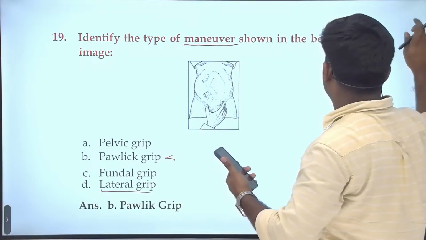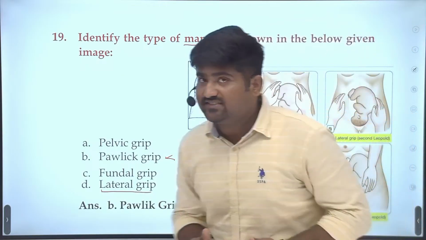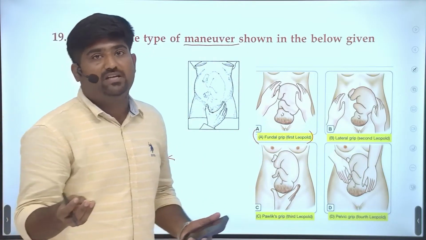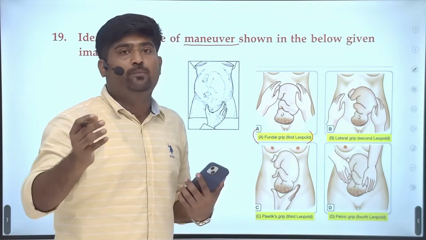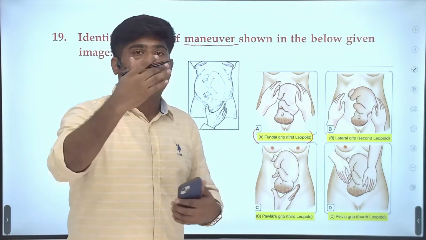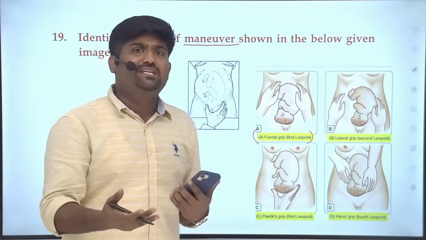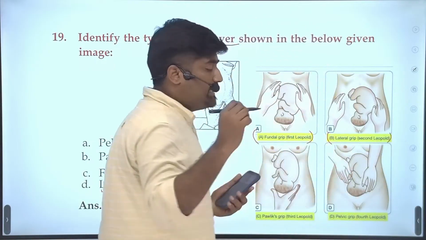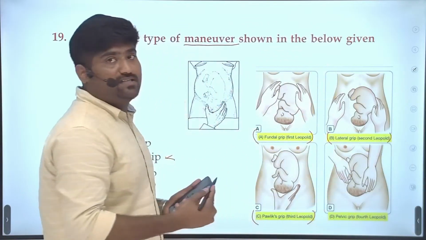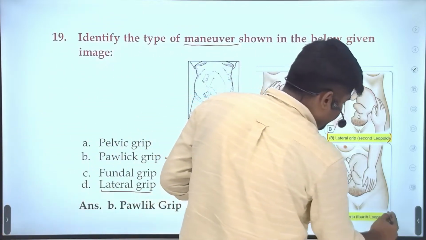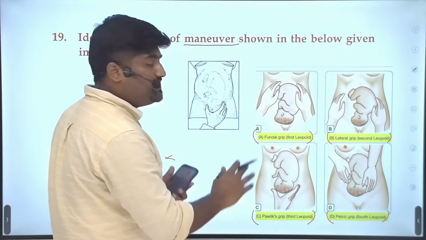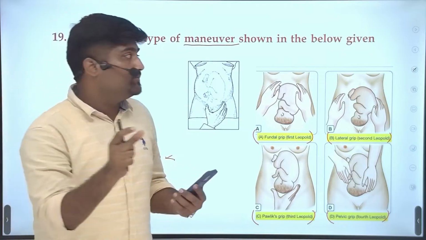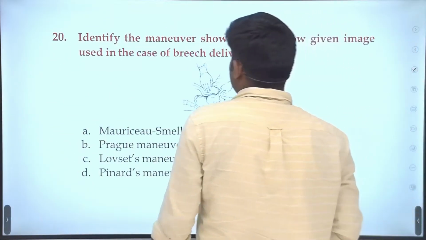Yes, it is third one. This is the fundal grip. First Leopold is fundal grip. Every year it is repeating, either in prelims or mains or any other platform, apart from this ESIC or any other thing, they are asking these questions. Please don't confuse: lateral grip is second Leopold, third is Pavlik grip, and fourth is pelvic grip. Convergent or divergent. Sometimes they will give a scenario and they might ask you. Quick, next question.